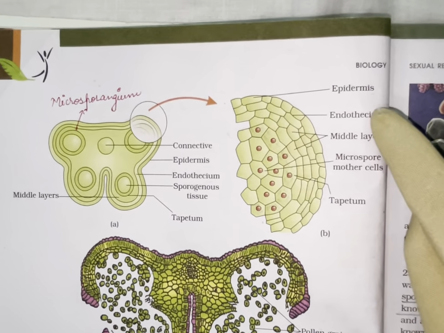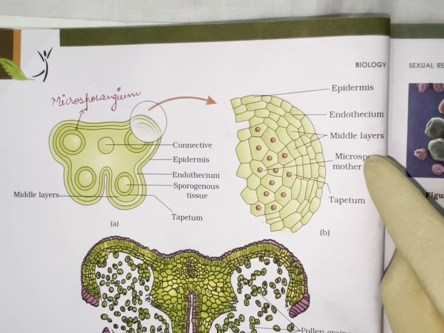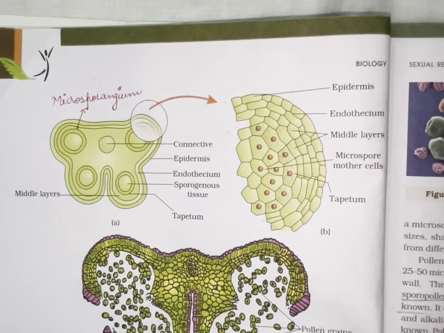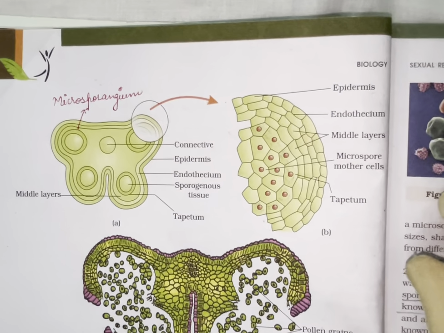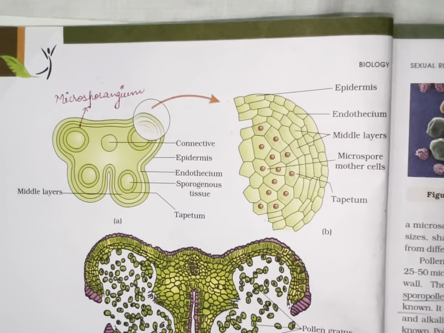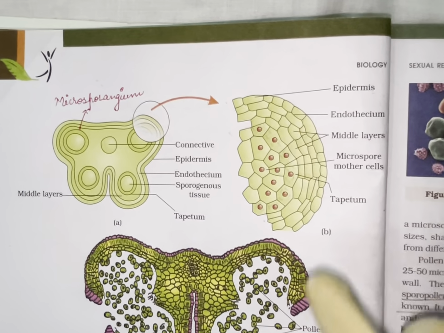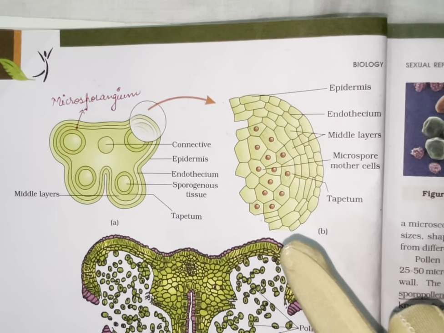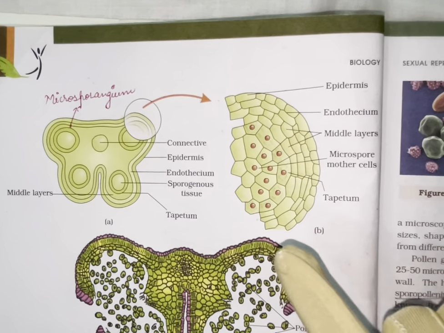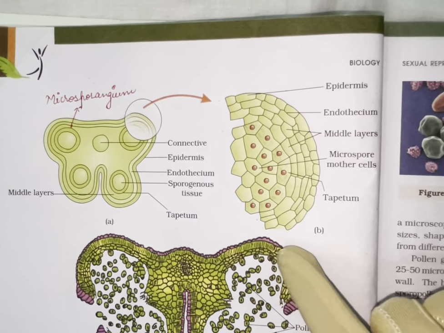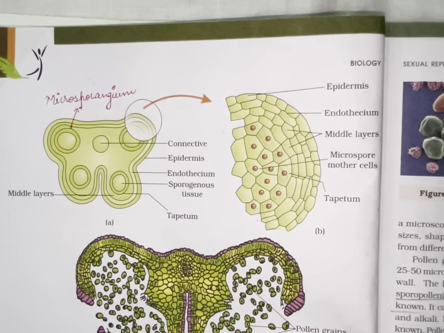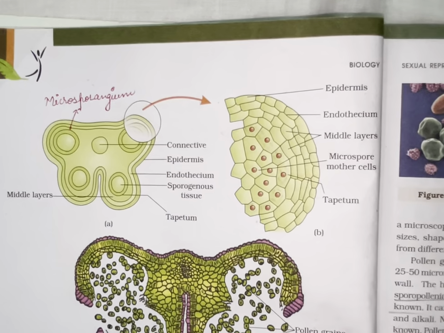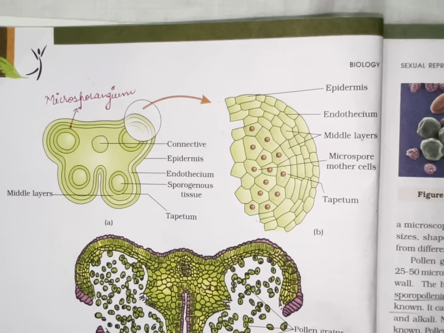Both the layers, endothecium as well as middle layers, help in the dehiscence of anther to release the pollen grains, and they are also protective in nature. Very important, the innermost layer is tapetum. It is the fourth one. With the dense cytoplasm, cells are present in it and more than one nucleus is present in each cell. It provides nourishment to the developing pollen grains.